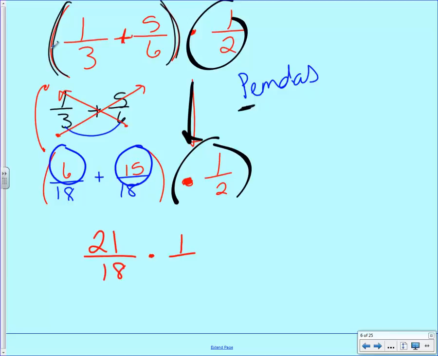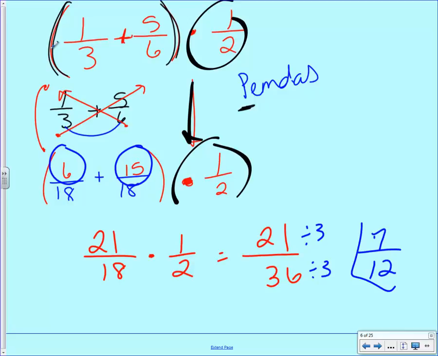Well, 21 over 18 is not going to simplify quite as easily. And so I'm going to go ahead and leave it just like that. And so I'm going to multiply where I can and simplify where I can. And so when I multiply, I end up with 21 over 36. Both of these would be my final answer, the 21 over 36. If it can be simplified, I will. And I know that I can simplify by dividing by 3. And so this is going to give me a final answer of 7/12.